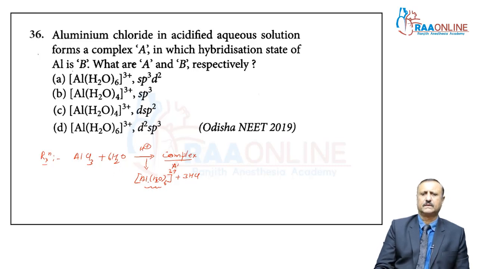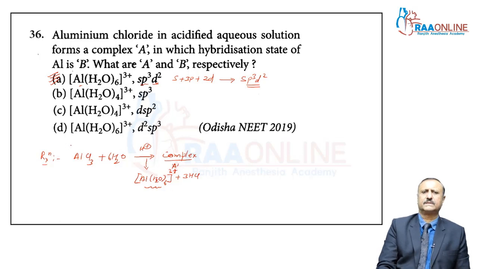So when you get this [Al(H2O)6]3+ ion, what is the hybridization of this ion? It is sp3d2. Why? Because here the outermost d orbitals take part in the aluminum. So the answer is A. Here 6 water molecules are attached to aluminum, so one s, 3 p and 2 d orbitals are mixed together and form sp3d2. This type of hybridization is present in this complex.